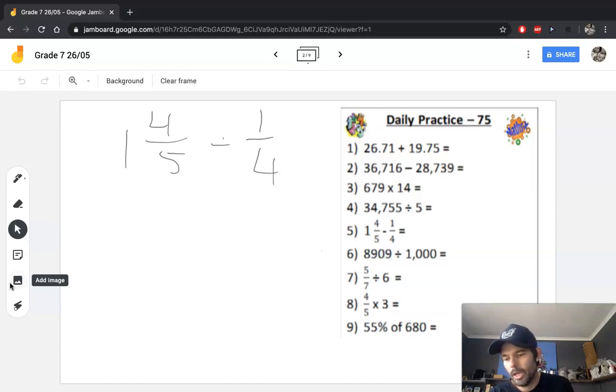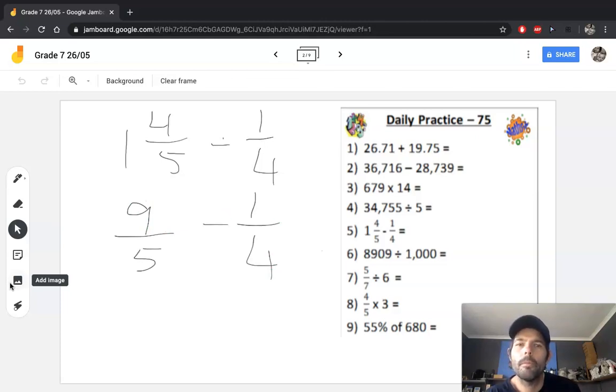So first I'm going to change it to improper. So 9 over 5 minus 1 over 4. Remember, from mixed to improper, we multiply the whole number by the denominator. 1 times 5 is 5, and then add the numerator. 5 plus 4 is 9, and always keep the original denominator. My LCD, my lowest common denominator of 5 and 4 is 20.